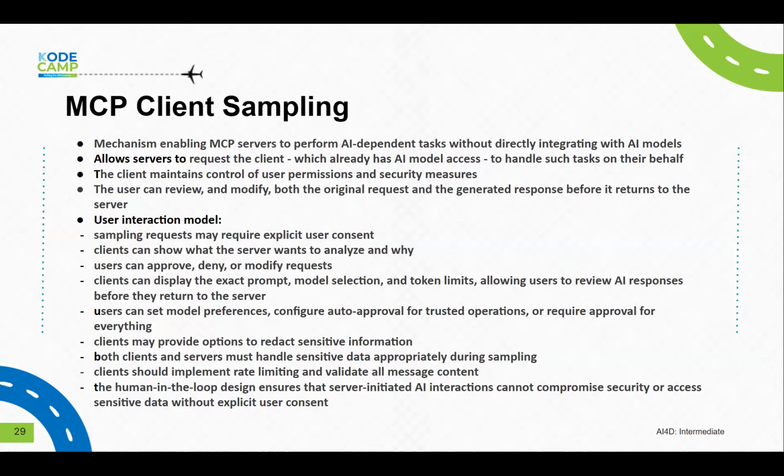And then essentially sampling provides a human in the loop design, since it enables the user to approve and validate everything. So this helps improve security such that sensitive data doesn't get exposed without the explicit consent of the user.